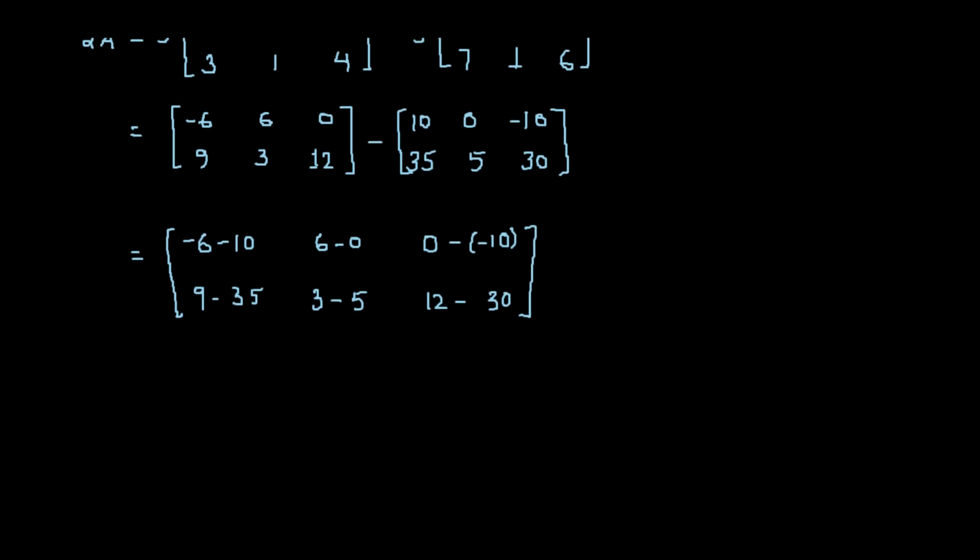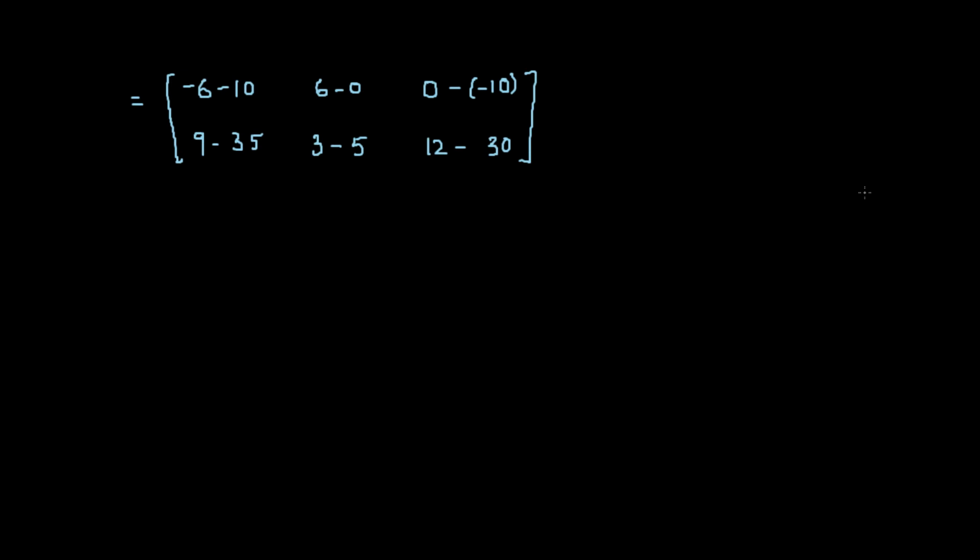Let's further simplify it. So this is 2A. This will give us, the first entry will be -16, 6, +10, then -26, -2, and -18.